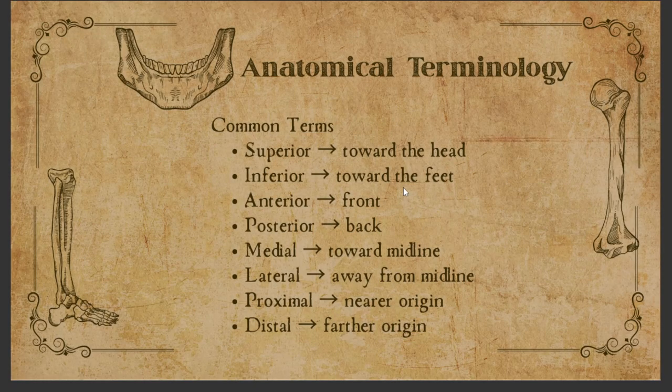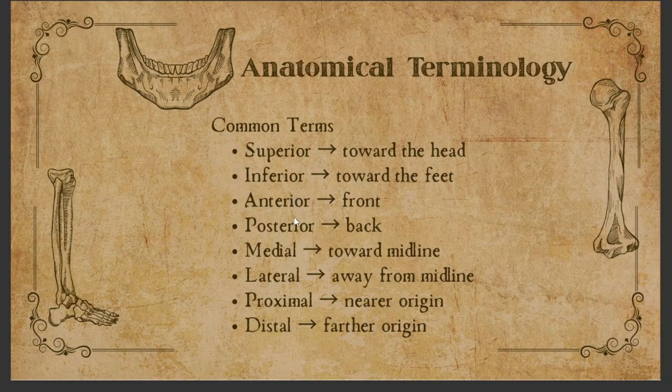So what are the common anatomical terminologies which you're going to hear or you're going to make use of? You have the superior. Superior means it is towards the head. That means it is closer to the head. Meanwhile, inferior means it is towards the feet, closer to the feet. Anterior is front, right? Anterior is also known as ventral. Take note of that. Anterior is also known as ventral.